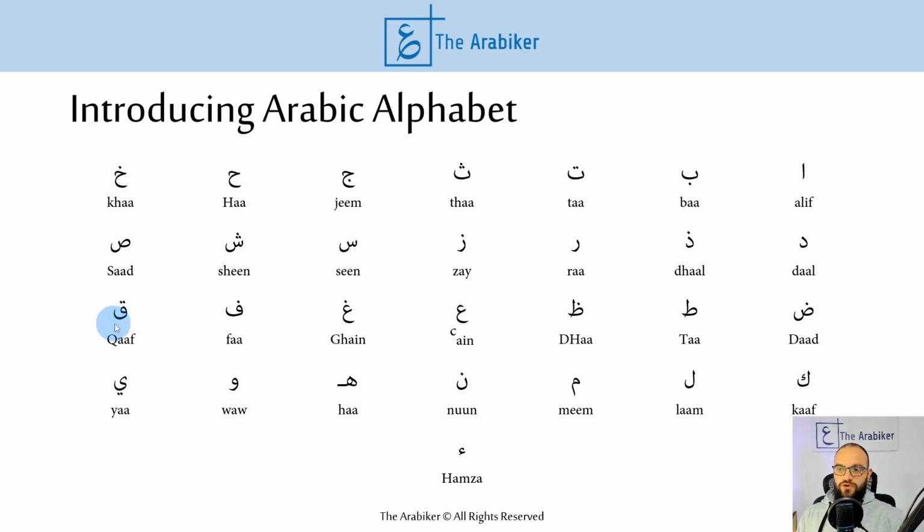Another set of letters can be the qaf and the kaf. The kaf is soft. Ka, ku, ki. Compare it to qa, qu, qi. See how heavy and emphatic and deep the sound of the qaf is. Qa, qu, qi. Ka, ku, ki. Those were the sets of letters, two letters, that the only main difference between them is how emphatic the sound is.